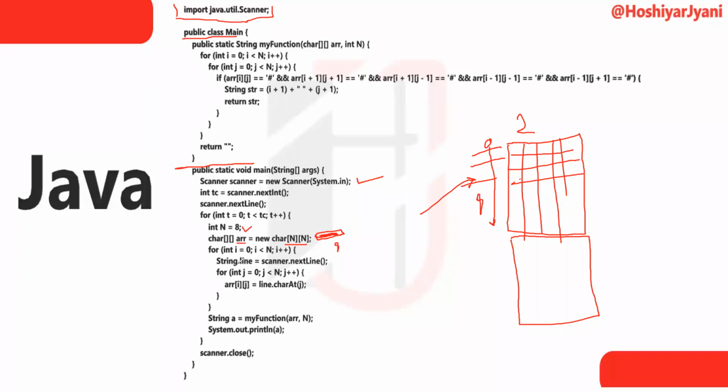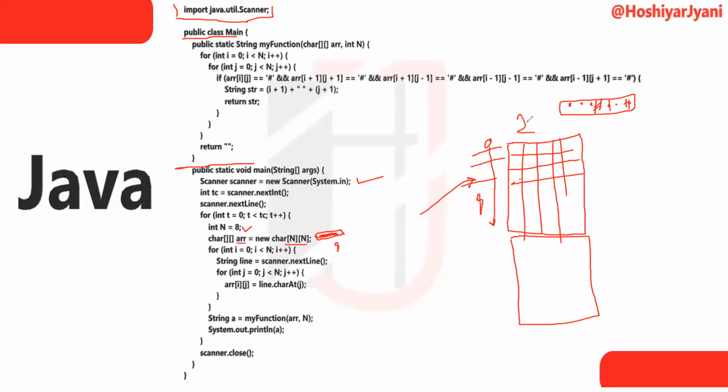Each time, the input looks like dot, dot, dot, then hash, then again hash, then dot, then hash. This type of input is present in a single line, so we take the whole line as a string type. We store it here: string line is equal to scanner dot next line. We consume the whole line here.